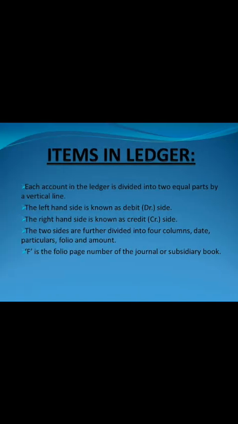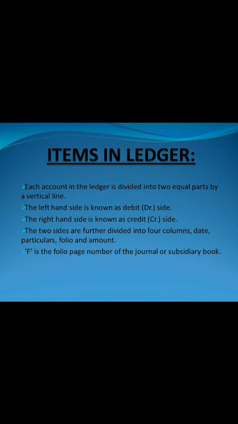Now we'll see what are the items in the ledger. Each account in the ledger is divided into two equal parts by a vertical line. So a ledger is basically prepared by dividing it into two equal parts, and a vertical line is drawn between them, and the left hand side is known as the debit side and the right hand side is known as the credit side of that particular account. When you draw a vertical line, obviously there will be two sides in that account.